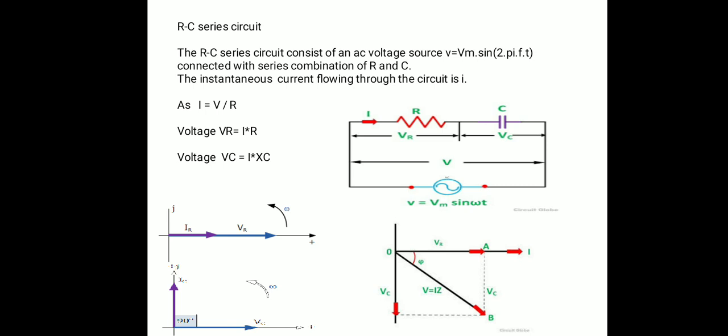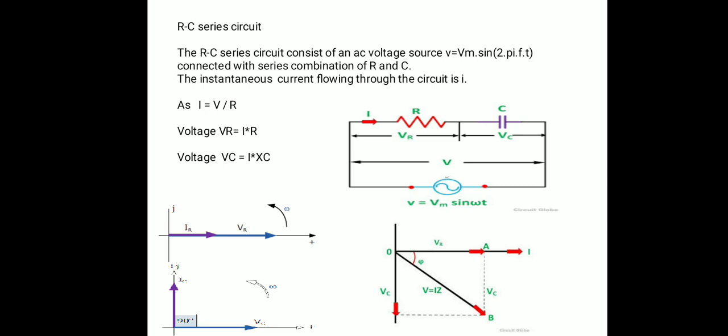Then the voltage across the capacitor is Vc, which is equal to I into Xc, where Xc is the capacitive reactance. And what is capacitive reactance? Capacitive reactance is the opposition offered by a capacitor to the flow of alternating current, which is called the capacitive reactance. So Vc = I × Xc.